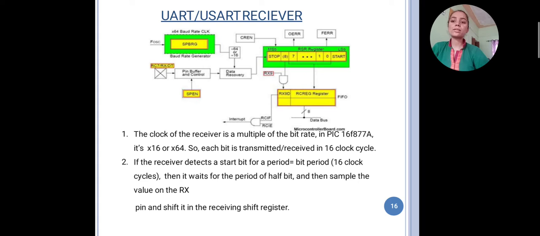UART and USART receiver. This is the block diagram of the UART and USART receiver. The clock of the receiver is a multiple of the bit rate. In the PIC 16F877A, it's 16 or 64, so each bit is received in 16 clock cycles. If the receiver detects a start bit for a period equal to the bit period, then it waits for a period of half a bit, then samples the value on the RX pin and shifts it into the receiving shift register.